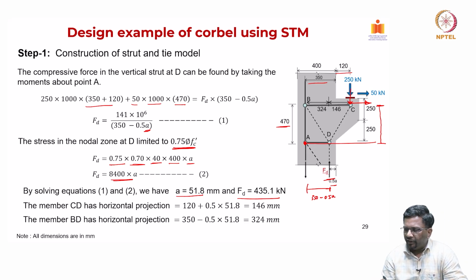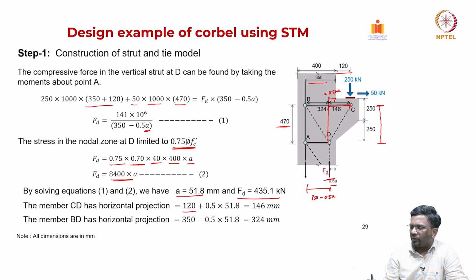Now, what are the members CD? If you look at the member CD, you can see this distance, okay, we are trying to calculate from here. So, this is your horizontal projection, which works out to be 120 plus this distance, which is basically 0.5 times A, which is basically your 51.8. So, that works out to be this plus this, right. This is 120, this is half of A. So, half of A plus 120 is 146 millimeter, right.